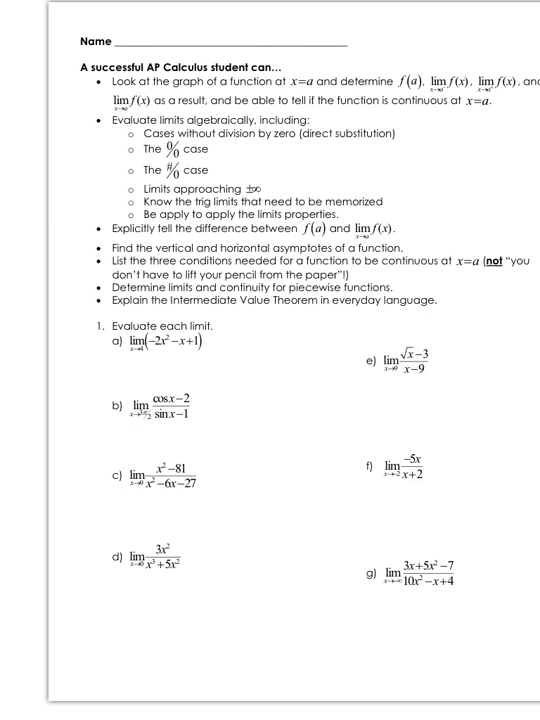Okay, so remember when you're evaluating a limit, the first thing you're going to do is you're going to plug in. Always, always, always, always, always. Okay? So here we're going to plug in our 4. So we're going to get negative 2 times 4 squared, minus 4, plus 1. And that's going to give me negative 32 minus 4 plus 1. And that's going to give me negative 36 plus 1, so negative 35.